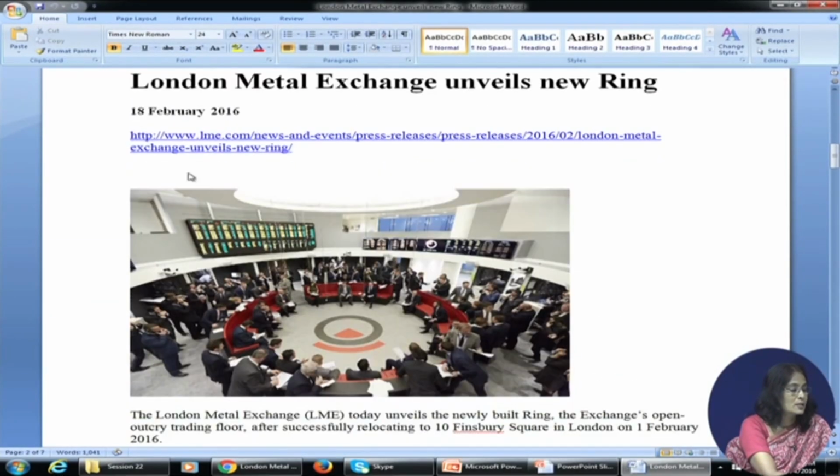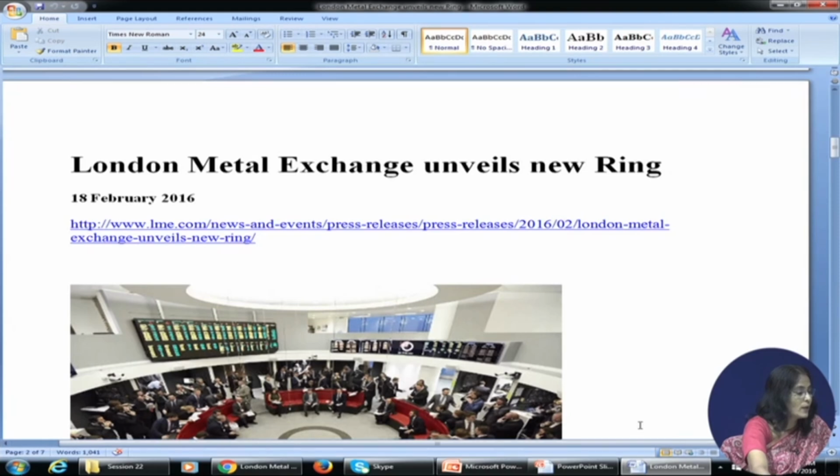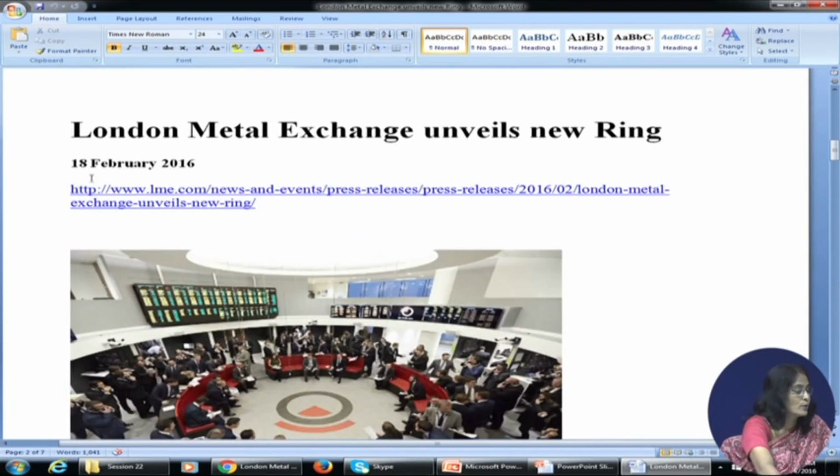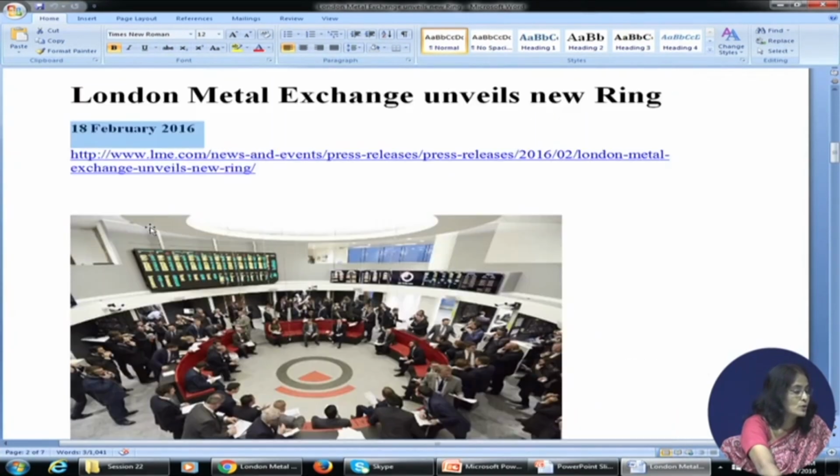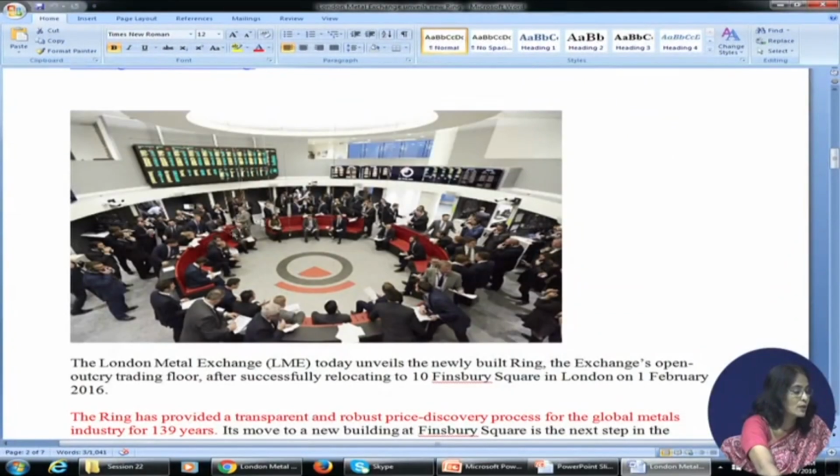If you can see, this is the London Metal Exchange unveils new ring. I'm sure you are able to see this. This particular report has been downloaded from the LME website, as late as 18 February 2016. This picture shows the ring. You can see these red leather chairs in a circle are the ring, and there are some people sitting with papers in their hands, and these are the trading members. Basically in stock exchange parlance, these are your brokers.